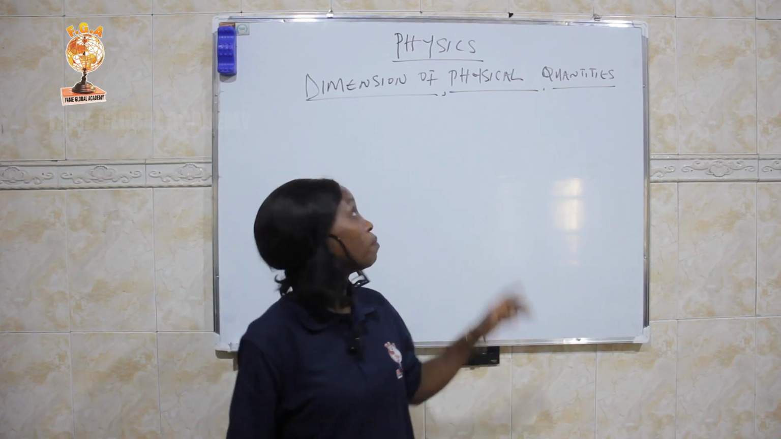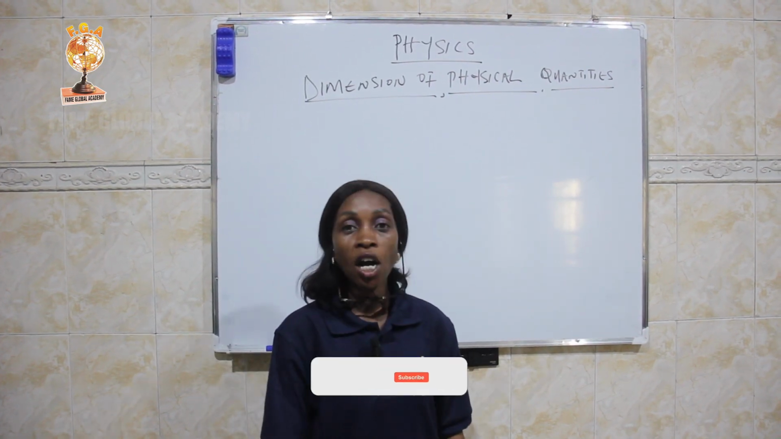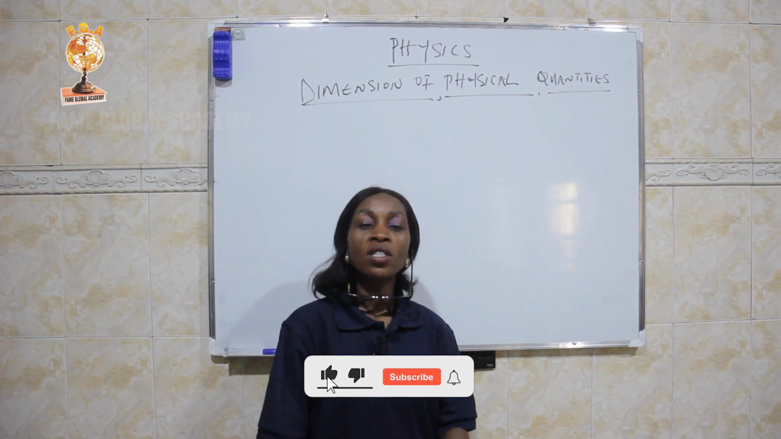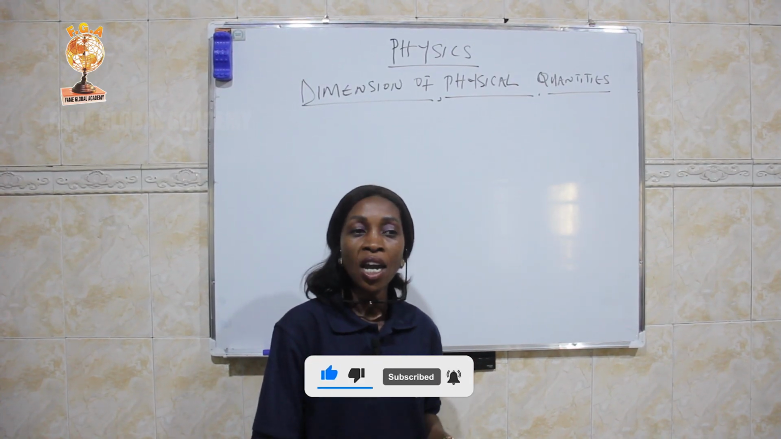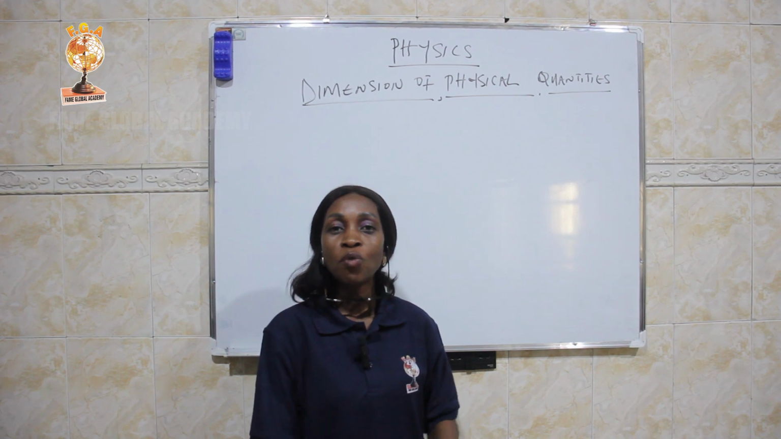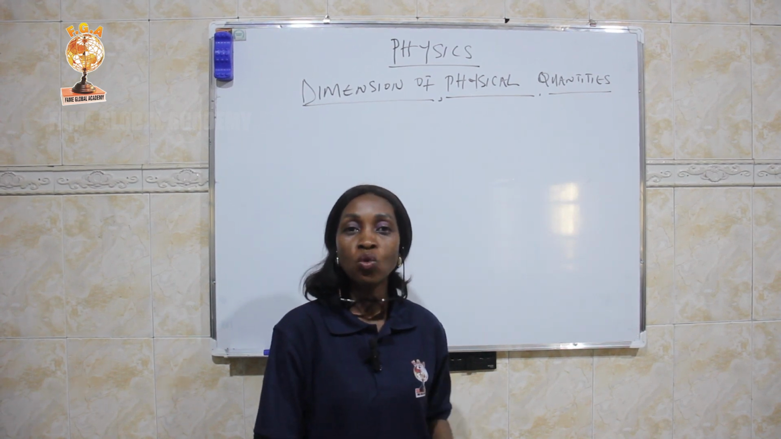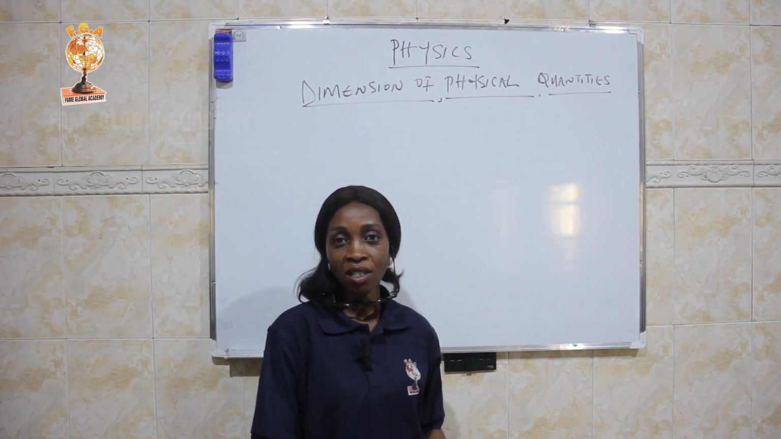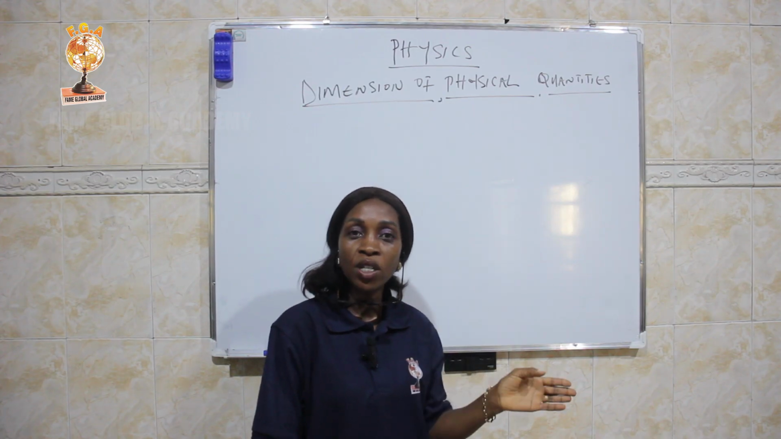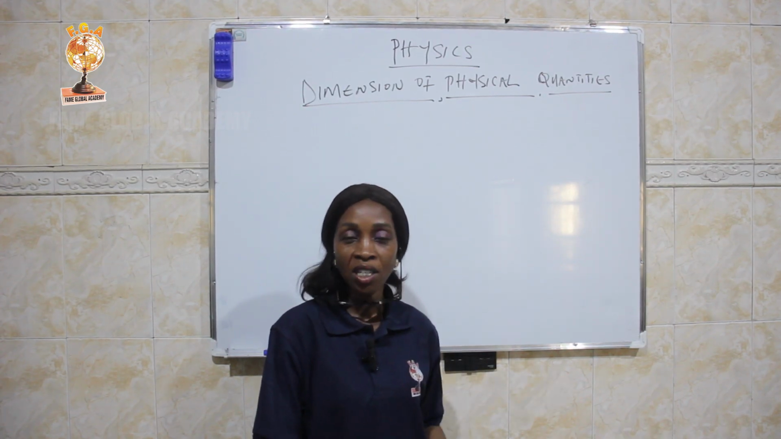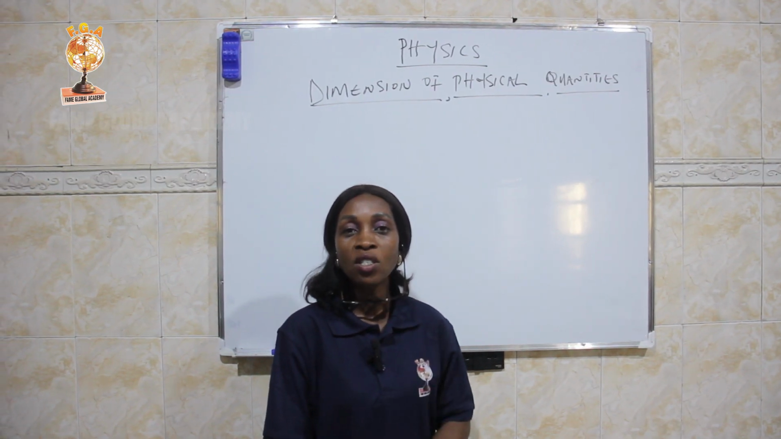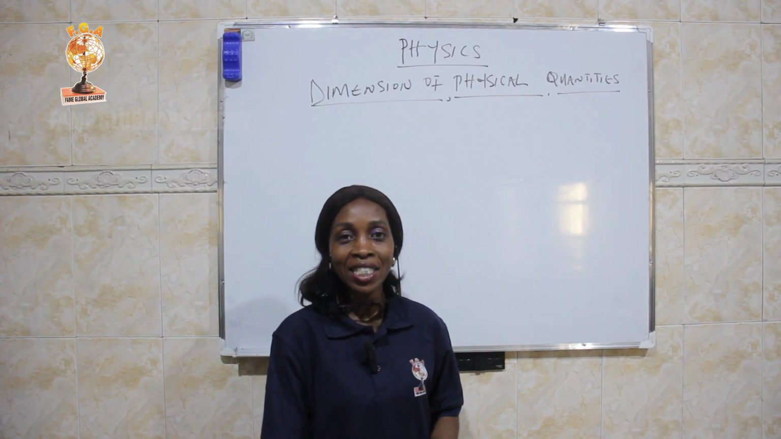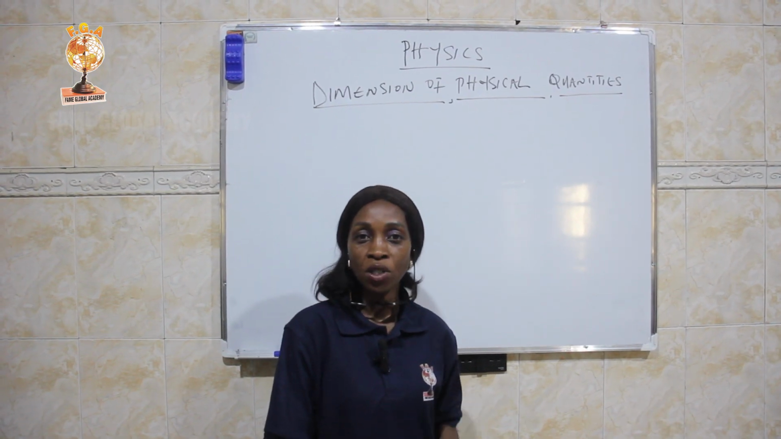We're talking about dimension of physical quantities. Now, what are dimensions? Dimension simply means a way physical quantities can be related or connected to fundamental quantities. Remember, in our last two topics, we talked about what fundamental quantities are. So dimension is a way we can use physical quantities to relate or connect fundamental quantities.